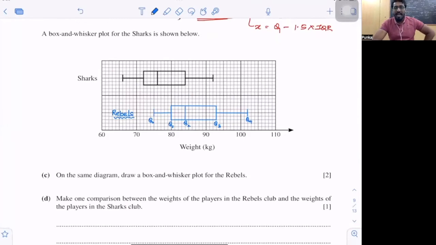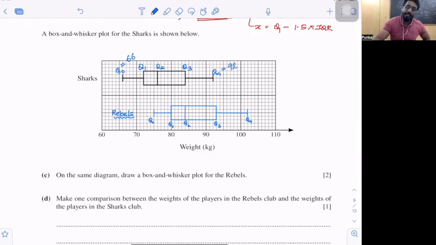Now, what is asked over here? Make one comparison. Of course, I can make a lot of comparisons over here. Make one comparison between the weights of the players in the Rebels club and the weights of the players in the Sharks club. Okay, so I know this was Q0, this is Q1, this is Q2, Q3, and Q4 for the Sharks, right? So Q0 was 66. Q4, if you try and see, it is 92.